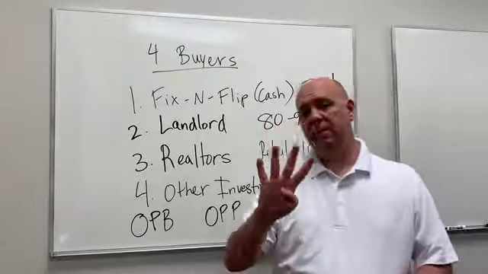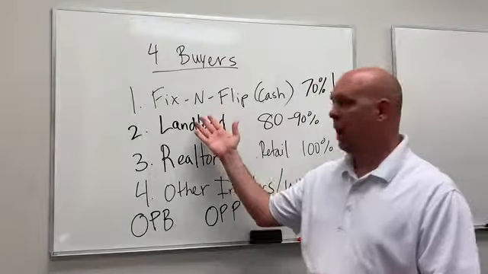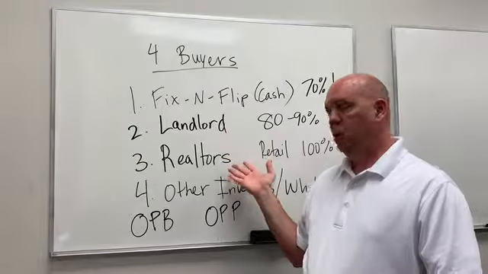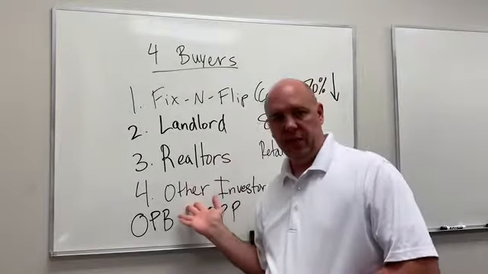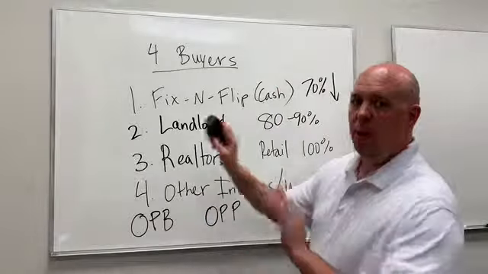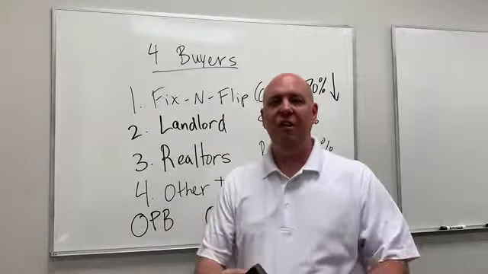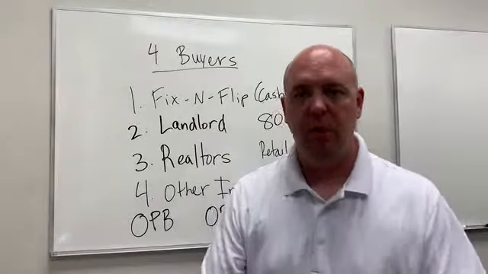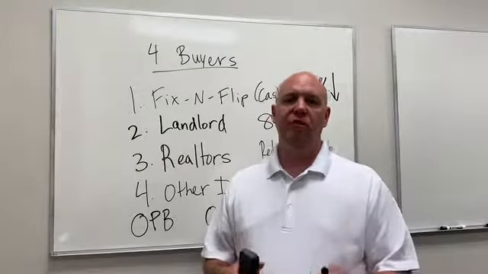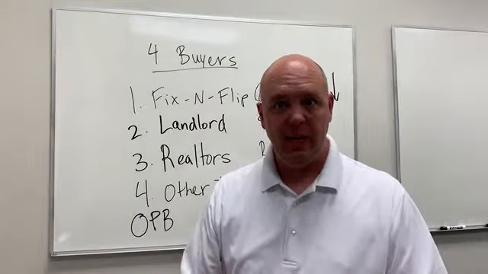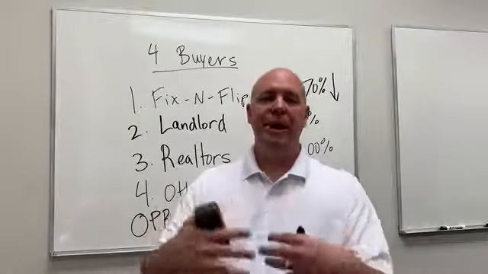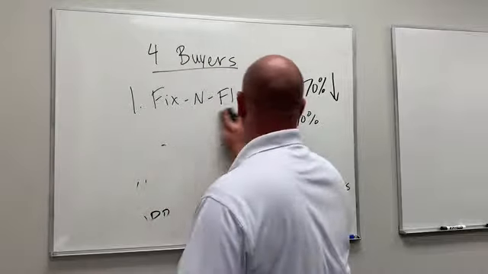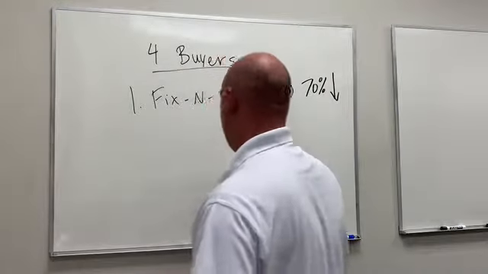Okay, so the 4 types of buyers that you need, as we recap here, are the fix and flip cash buyer, the landlord buyer, realtors, and other wholesalers and investors, okay? So what I want to do is dive a little bit deeper into where you find each one of these types of buyers. I'm going to give you some resources that you can go and find these types of buyers today. You don't have to wait. You can get those buyers on your buyer's list today. So let's start out with number 1, the fix and flip cash buyers.